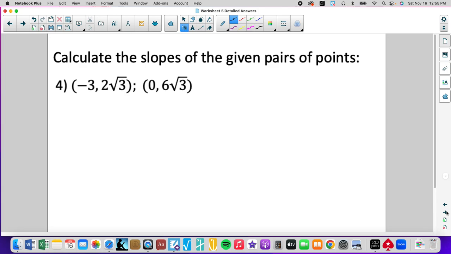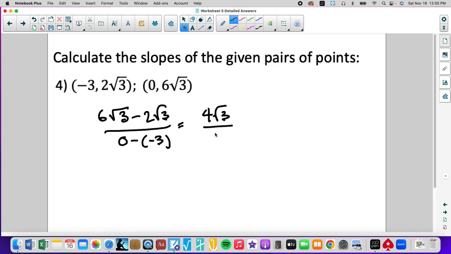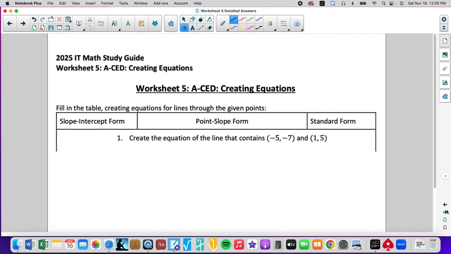Calculate, this is, I saw this when I was preparing this. This is very interesting that we have radical forms. But you still do the same thing. 6 radical 3 minus 2 radical 3 over 0 minus -3, which gives us 4 radical 3 over 3. And that is an interesting slope. I don't think I've ever seen a slope with a radical.